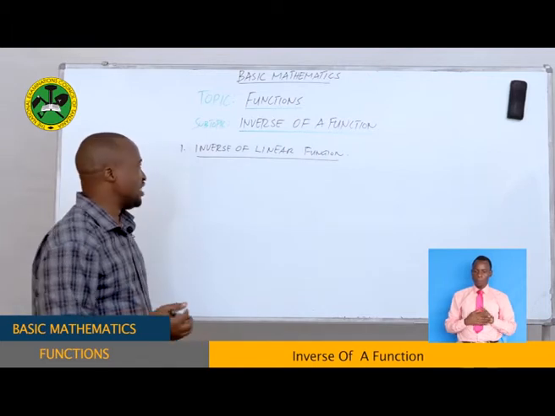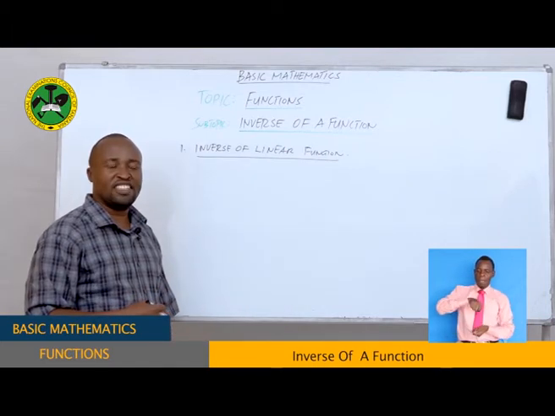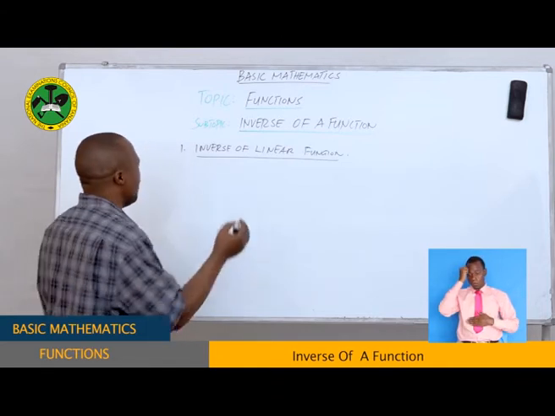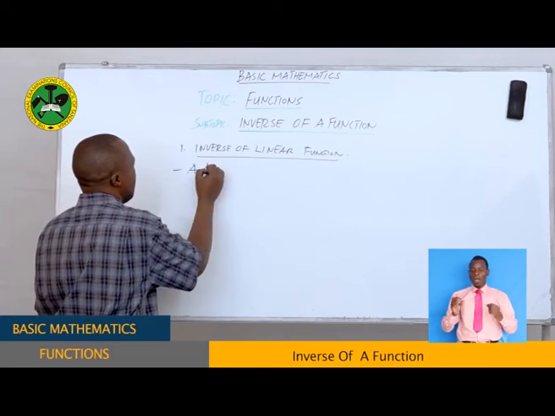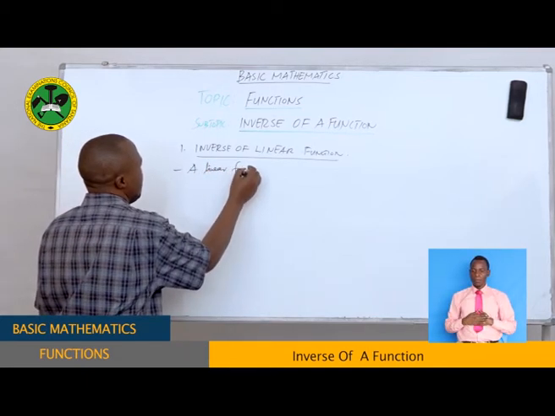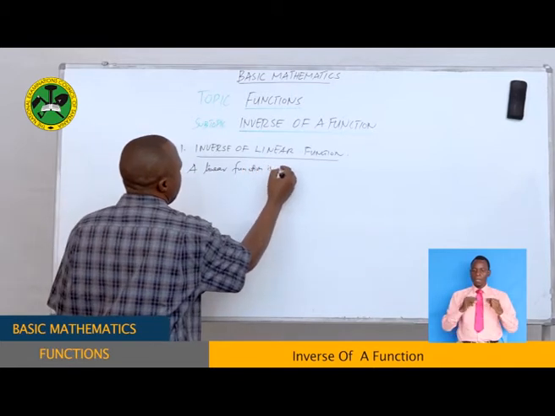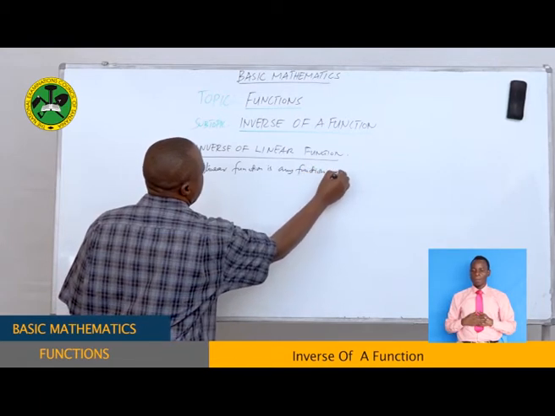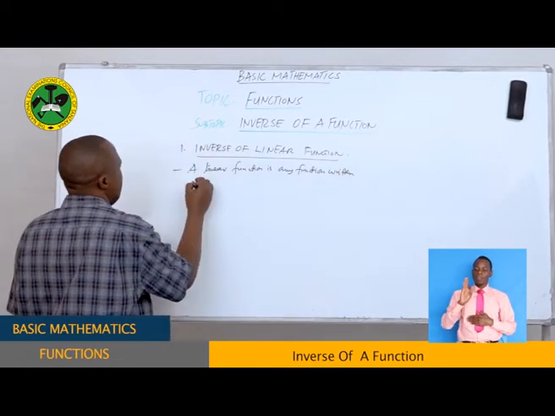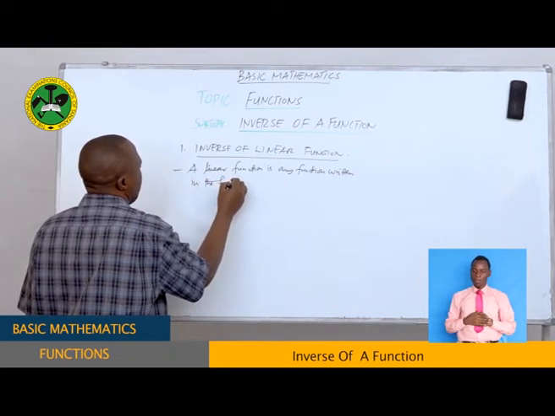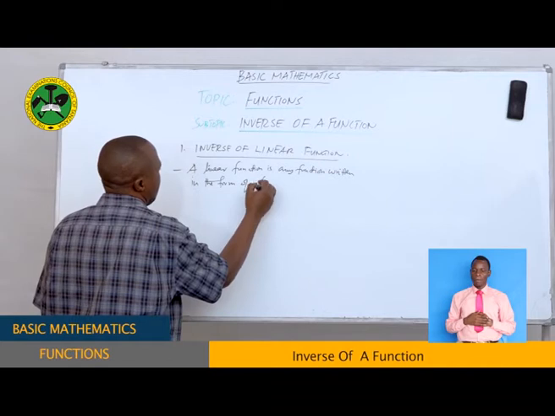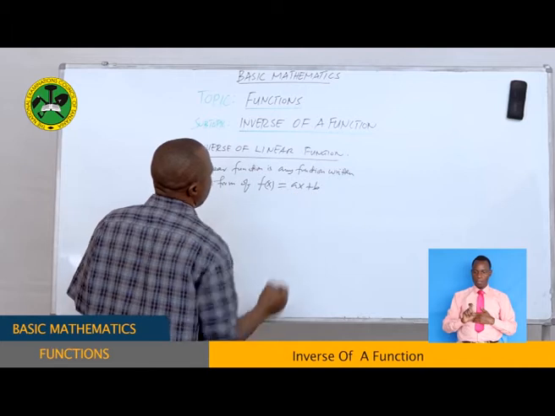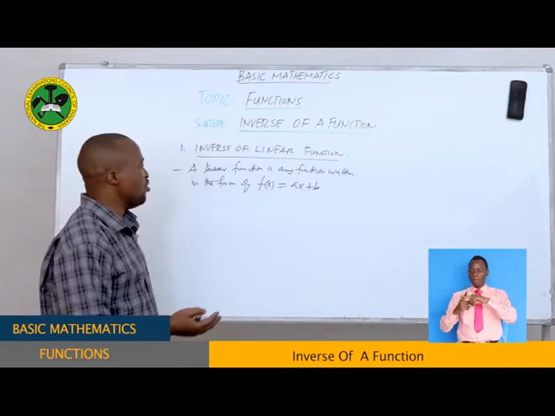So, dear student, we are starting with the inverse of a linear function. I'm sure you remember the form of a linear function. A linear function is any function written in the form of f of x is equal to ax plus b. That is the form of a linear function.